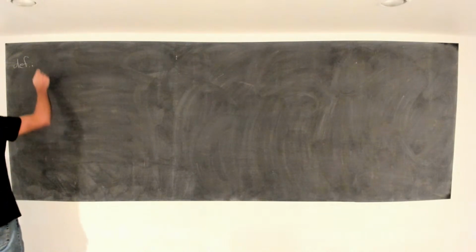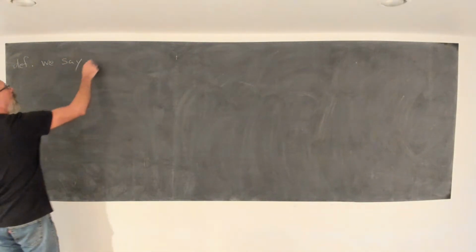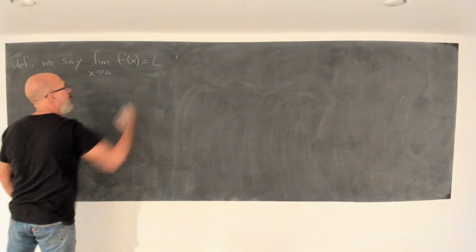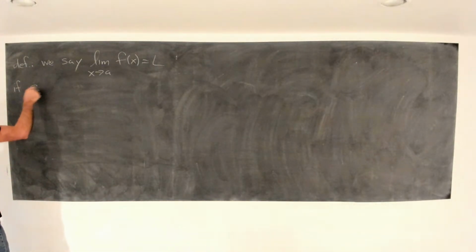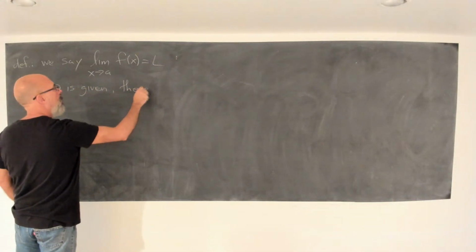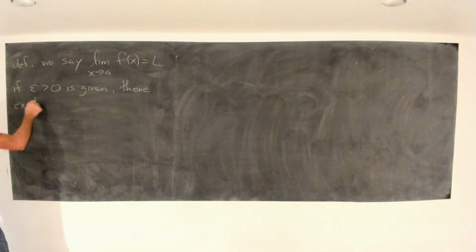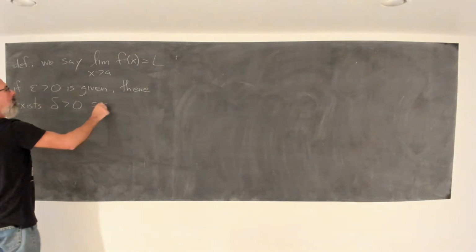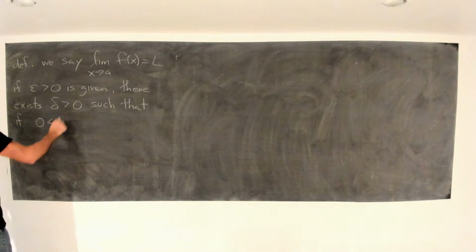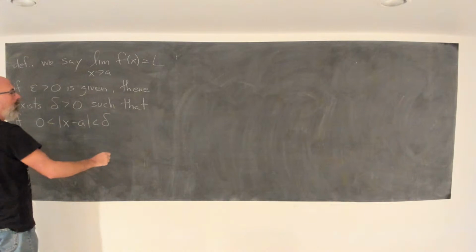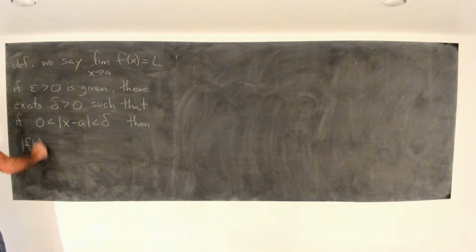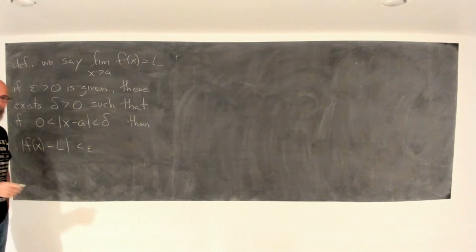So, the definition: we say the limit as x goes to a of f of x is L if, epsilon greater than 0 being given, there exists a delta greater than 0 such that if |x minus a| is less than delta, then |f of x minus L| is less than epsilon.